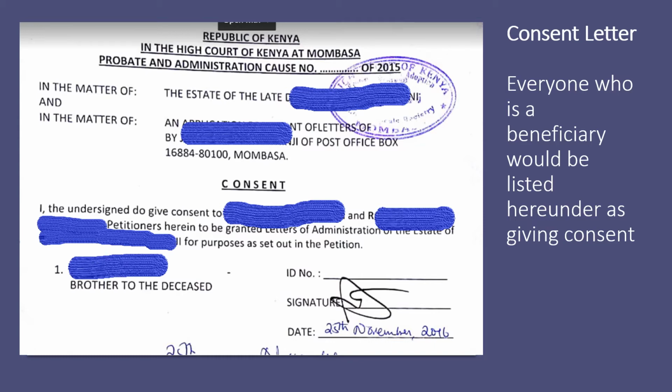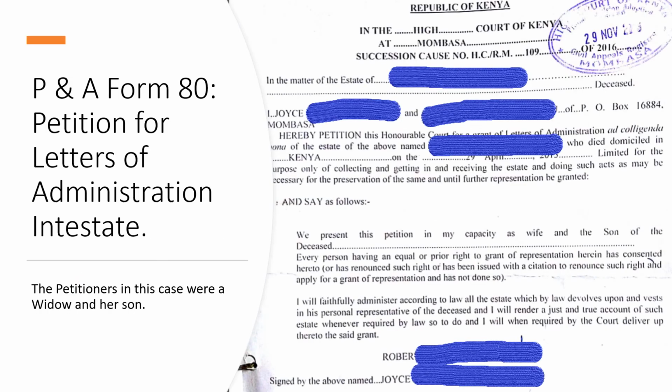So in this scenario, it was a woman who lost her husband. So she was the petitioner together with her son. But the person who gave consent was the brother to the deceased, because her own other remaining son was underage at the time. And so once you have all those documents in place, you'll be ready now to go to your lawyer and file this petition in court.